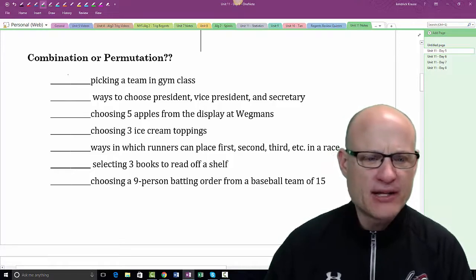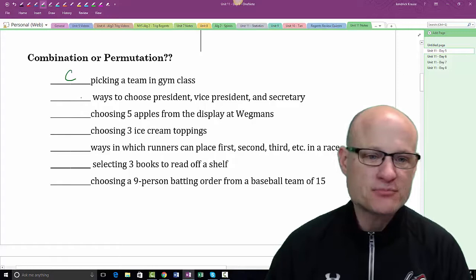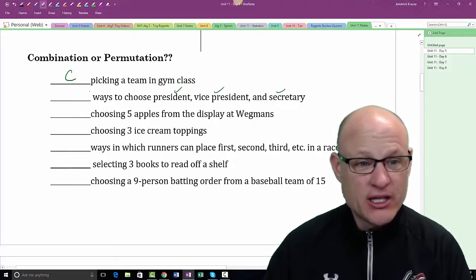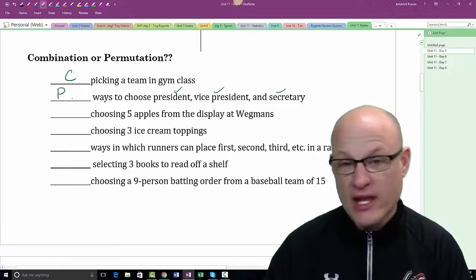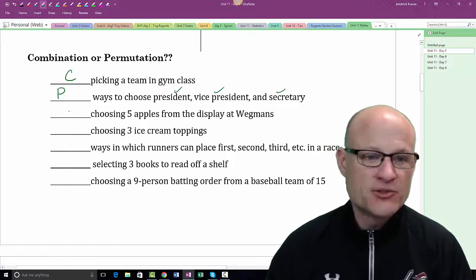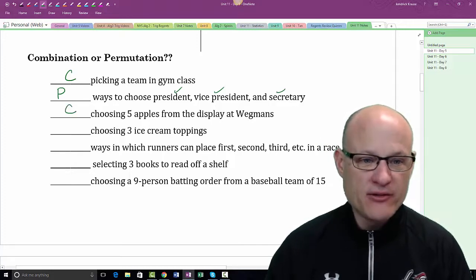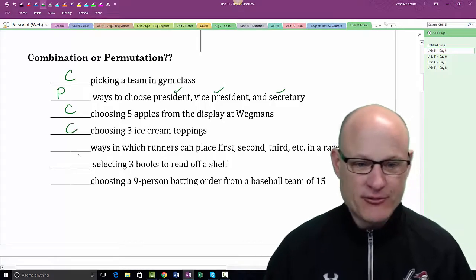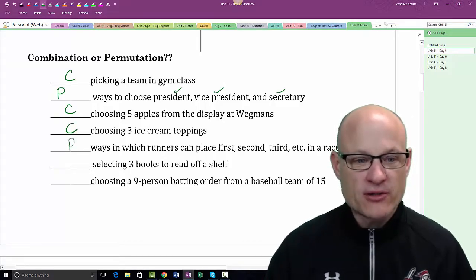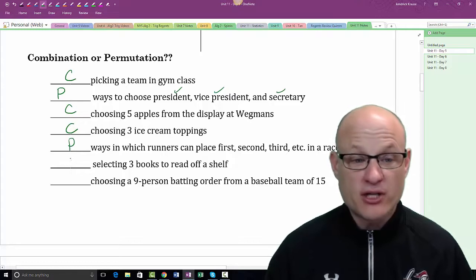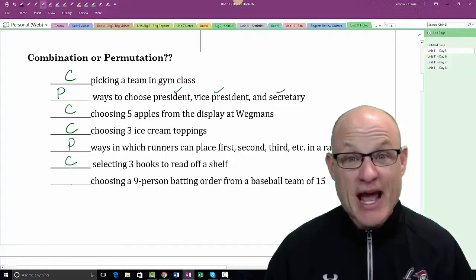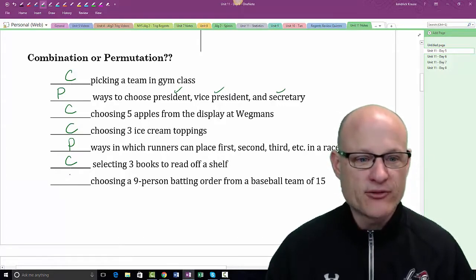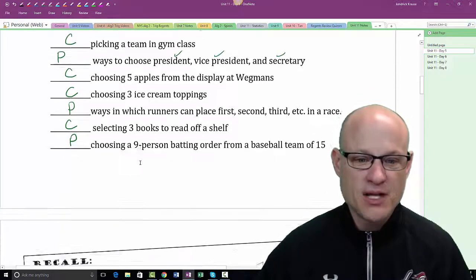Picking a team for a gym class, combinations. Ways of choosing vice president, president, secretary: if the order matters, it would be P. If you could just pick a group and then let them decide, well, then it would be C. 5 apples on display, C. 3 ice cream toppings, combinations. The ways of runners coming first, second, third, permutations. Reading books off a shelf, combinations. Choosing a 9-person batting order, believe it or not, makes a huge difference what order they bat in, so that has to be permutations.